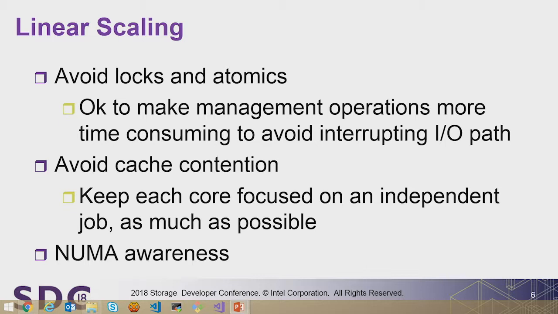We avoid cache contention, CPU cache contention, anywhere we can. We try to keep each core focused on an independent job and a small amount of work, right? So small code is fast code. Keep it in the cache, right? If you have a lot of code that gets executed on one core, it keeps missing the cache all the time. Keep your code small, do the same thing over and over and over again. And then it needs to be NUMA aware.